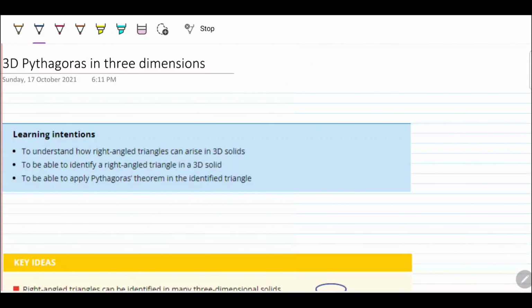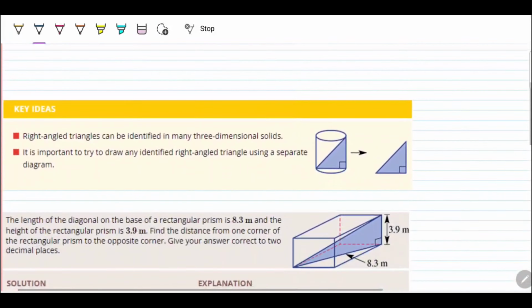In this video, we'll be looking at Pythagoras in 3 dimensions. So your learning intentions today, you need to understand how right angle triangles can arise in 3D solids. You need to be able to identify a right angle triangle in a 3D solid. And also you need to be able to apply Pythagoras' theorem in the identified triangle.